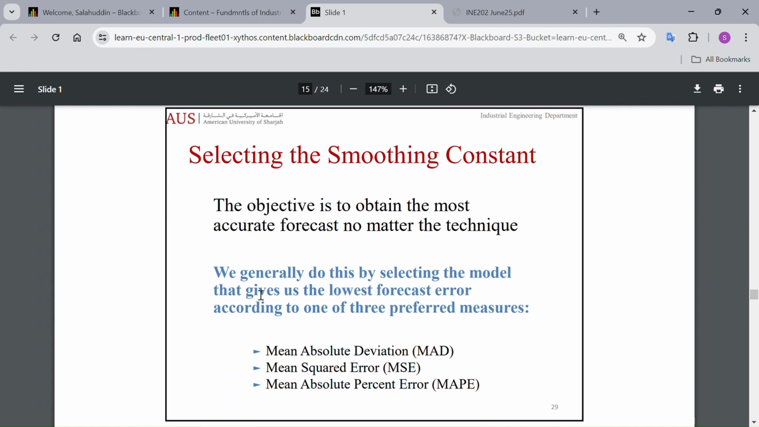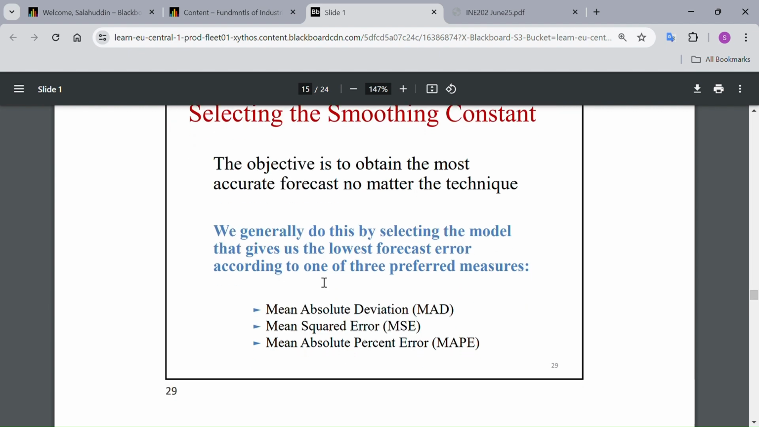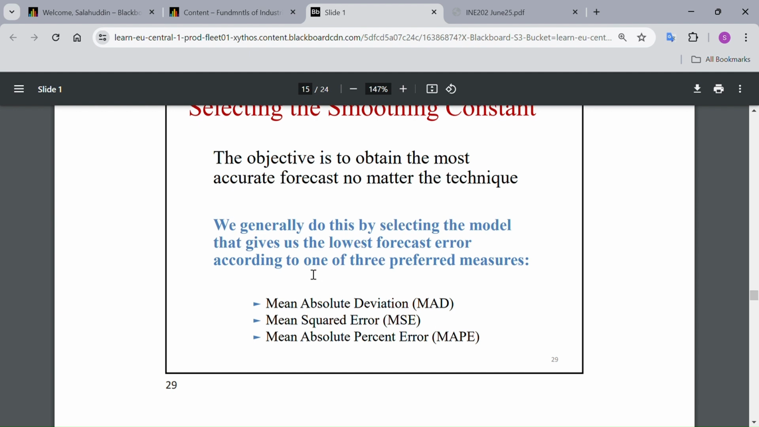And as for the smoothing constant and what constant we should choose, this is very important. The objective is to obtain the most accurate forecast. This is our objective, no matter what model we have. So we generally do this by selecting the model that gives us the lowest forecast error. As we said, we want the lowest error, the lowest difference between the actual value and the predicted value, according to one of the three preferred measures. There are three measures of error.